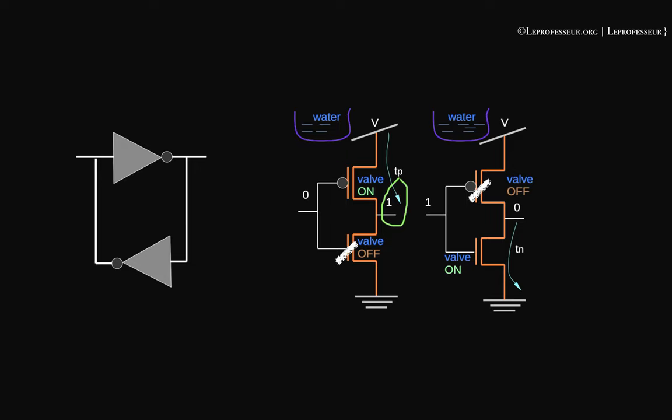It will take some time, and after some time the water level reaches a level which is equivalent to logical level 1. In the same way, think about applying logical level 1 to the input of the second inverter. The PMOS valve closes, so water doesn't flow from the water tank situated at VDD, but the valve at the NMOS is open. So all the water which was accumulated at the output goes to the sink.